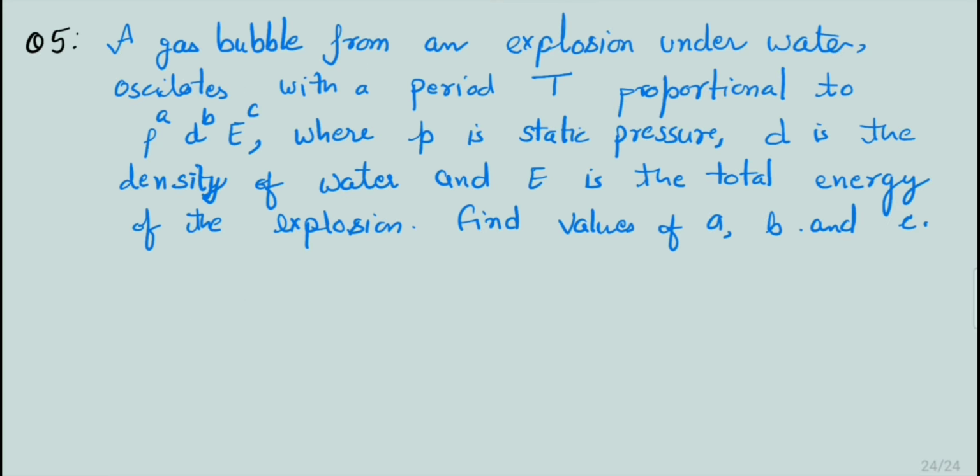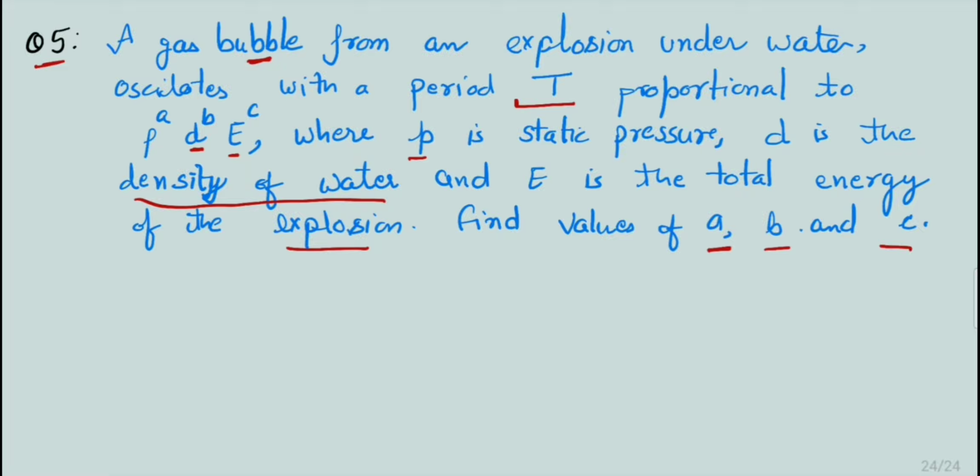Now let's do this fifth question. A glass bubble from an explosion underwater oscillates with a period T proportional to P raised to power a, D raised to power b, E raised to power c, where P is the static pressure, D is the density of the water and E is the total energy of the explosion. Find the values of a, b and c.